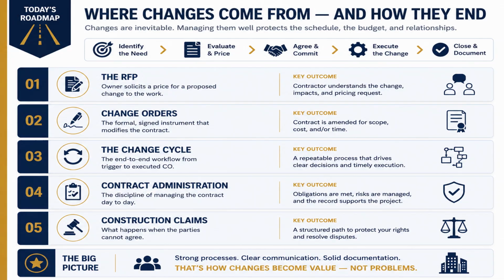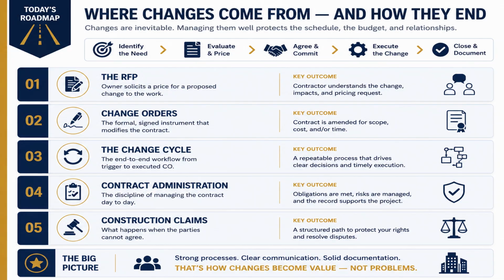At the highest level, every change goes through 5 phases. Identify the need, evaluate and price it, agree and commit, execute the change, and close and document. Birth to closure. Hold that shape. Now the 5 steps we'll actually cover.